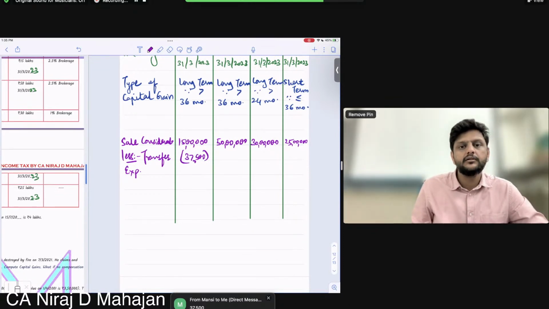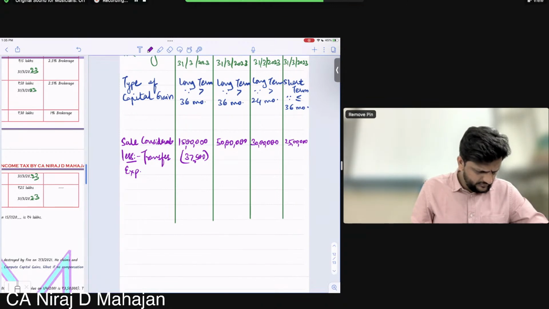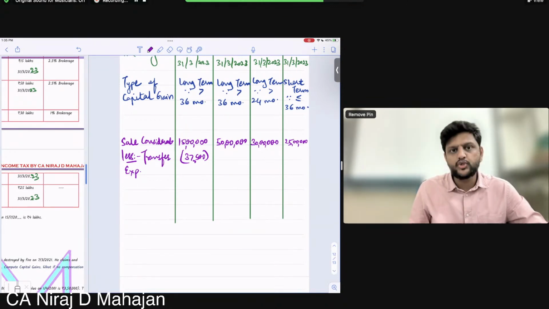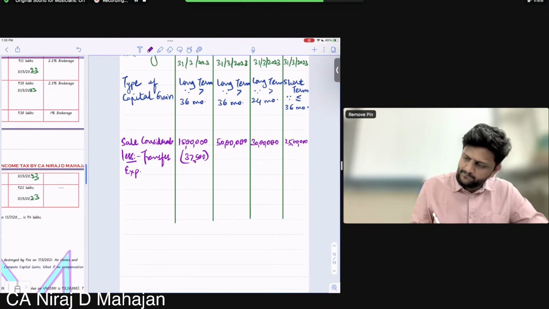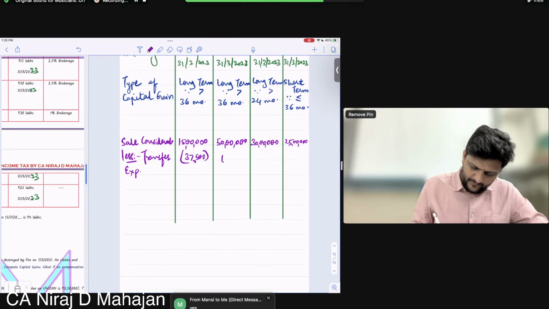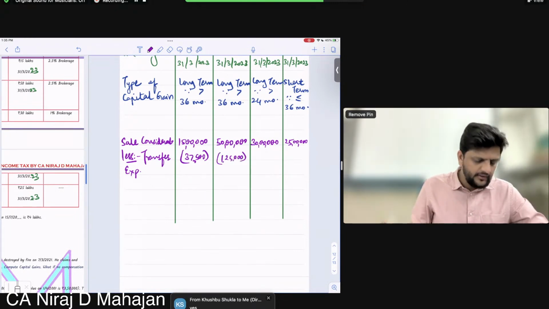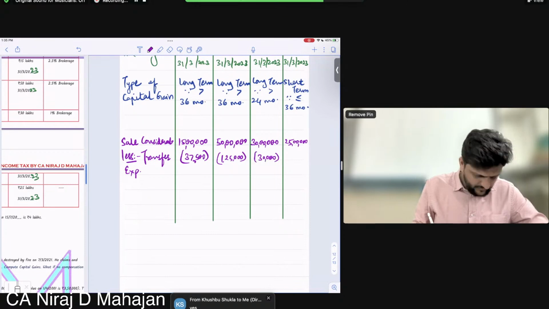Then 30 lakhs. Sorry, 15 lakhs at 2.5%, and 50 lakhs at 2.5% is 125. Then 30 lakhs at 1% is 30,000. And there are no transfer expenses for the last part.